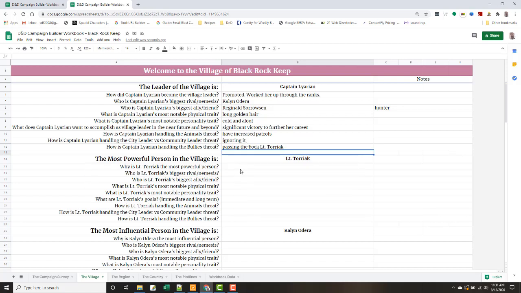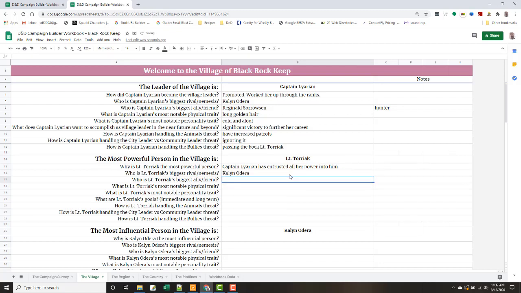So now we start detailing Lieutenant Toriak. Like, why is Lieutenant Toriak the most powerful person in the village? And basically, Captain Learian has entrusted all her power into him. And who's his biggest rival nemesis? This is still going to be Kaelin O'Dara. Like, that's the line of conflict. We have the military leadership and the village leadership coming in conflict. So Kaelin is definitely his biggest rival, biggest nemesis, biggest threat.